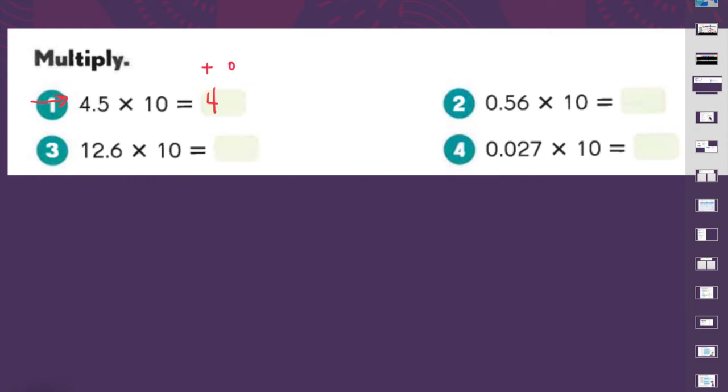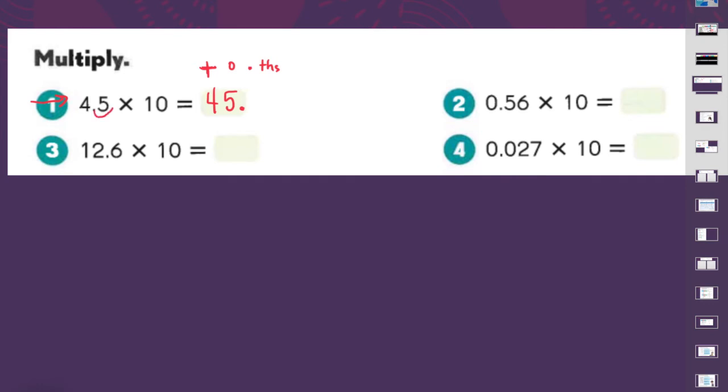We can do tens, ones, decimal point, tenths. Okay? So I have 4 tens. 5 tenths, when multiplied by 10, would give me 50 tenths. Those 50 tenths would be regrouped into 5 ones. So 4 and 5 tenths, when multiplied by 10, would be 45.